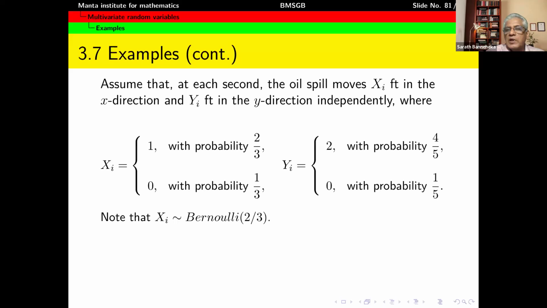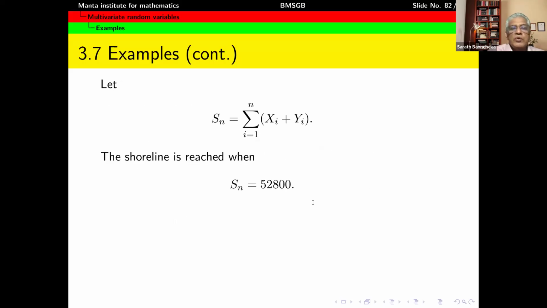plus the sum of yi, because that is the quantity we are looking at, the x coordinate value plus the y coordinate value. So the x coordinate value will be the sum of xi's, i from 1 to n. The y coordinate will be the sum of yi's, i from 1 to n. And what we are interested in is the sum of those two, right? So this is the quantity that we are looking at, Sn say.